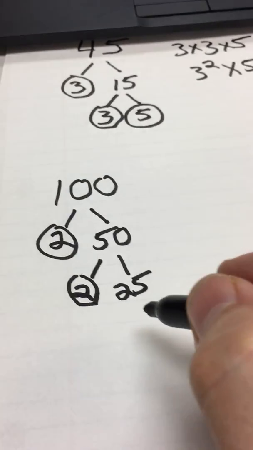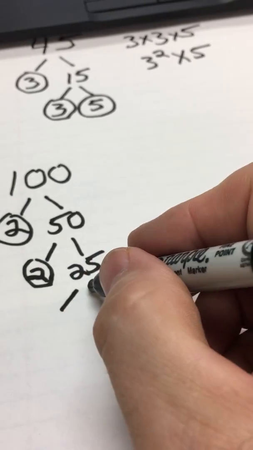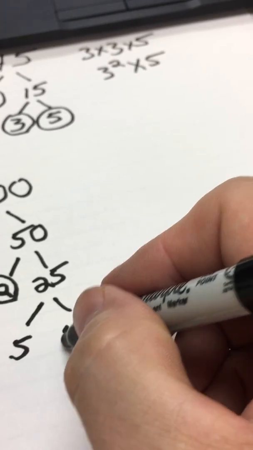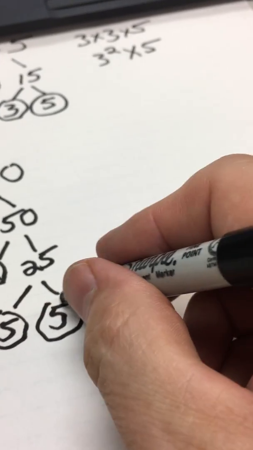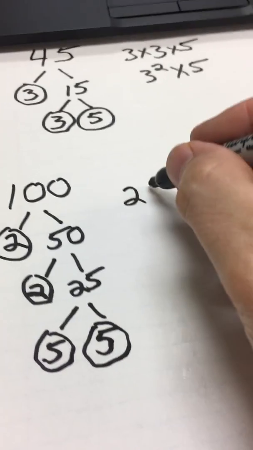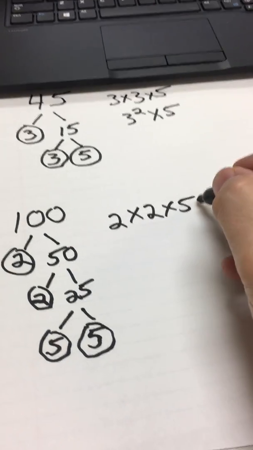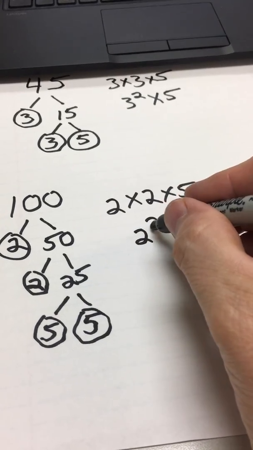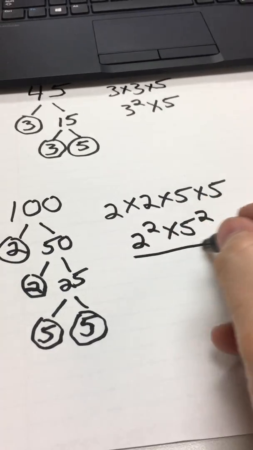It's not an even number. It ends in a 5. So we know that it can be divisible by 5. That's from our rules of divisibility. And we know that 25 is 5 times 5. And those are prime. And so my numbers, my prime factors are 2 times 2 times 5 times 5. And the prime factorization, therefore, is 2 squared times 5 squared. Okay, and that's our answer.